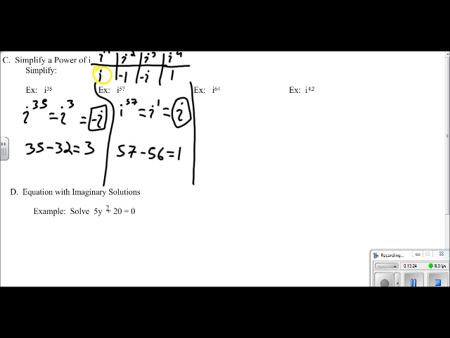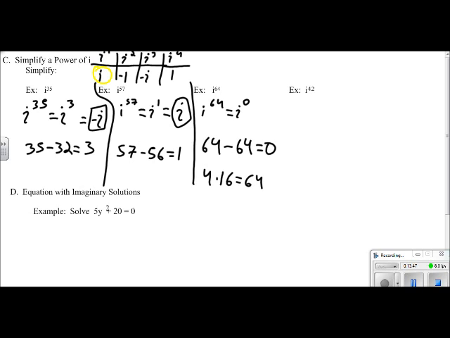So in this example, we have I to the 64th. Well, 64 minus our next closest multiple of 4, if we have 4 times 16, is exactly 64. So we'd say 64 minus 64 is 0. So this would be the same as saying I to the 0th.